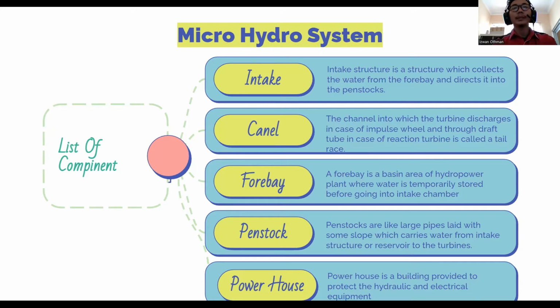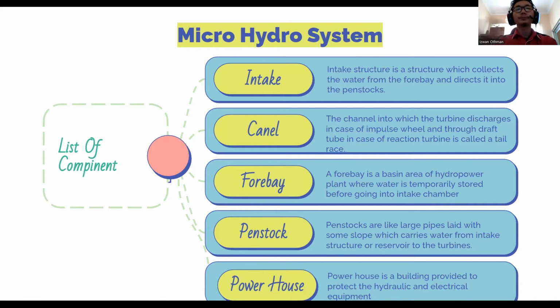The third one is the forebay. A forebay is a basin area of a hydropower plant where water is temporarily stored before going into the intake chamber. The storage of water in the forebay is decided based on the required water demand in the area. This is also used when the load required in the intake is less.